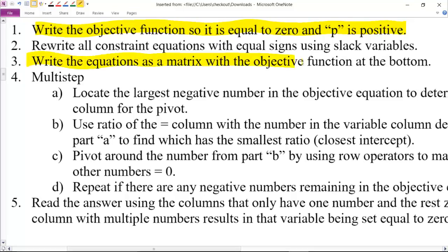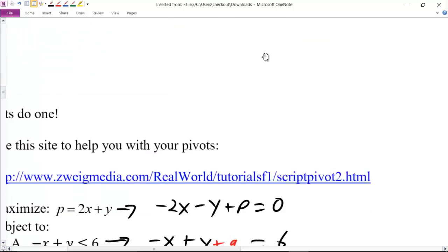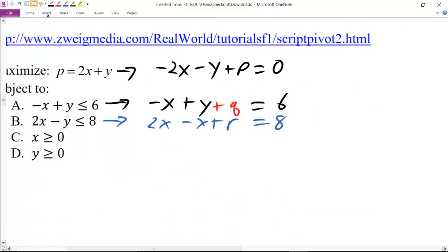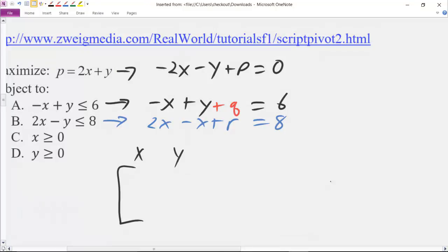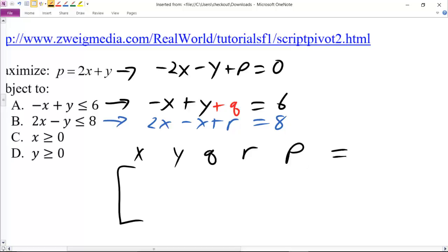Next, we're going to write the equations in a matrix with the objective function at the bottom. Essentially, the whole point of this was getting everything into a standard form. Just for our general matrices, how we've set them up to this point, we had always had the x's in the first column, y's in the second column, and now we're going to have some extra variables, but that's okay. That doesn't bother us. So we're going to have then q, then r, then p. Now that takes care of all of our different variables, and then an equal sign. You may be wondering why I set them up this way. You'll see in just a second.